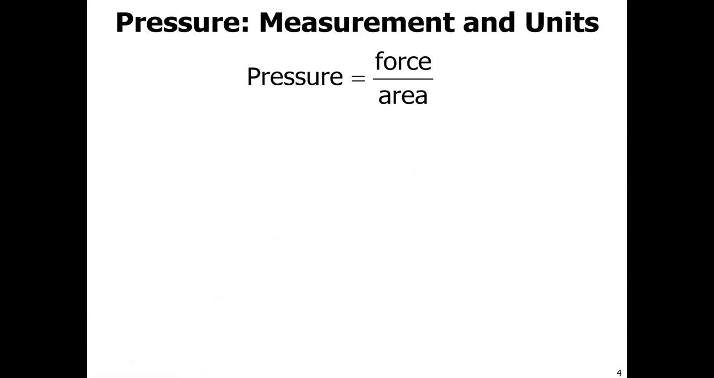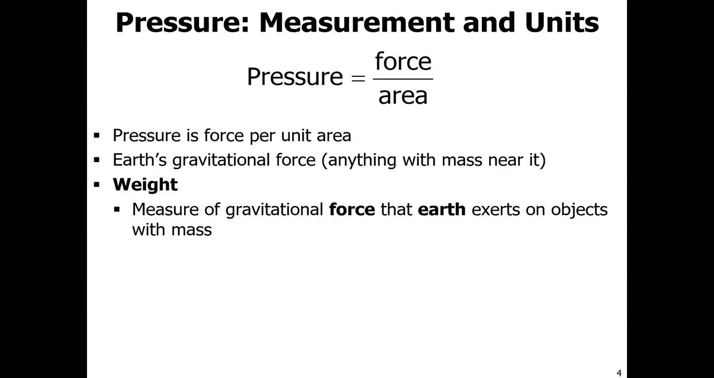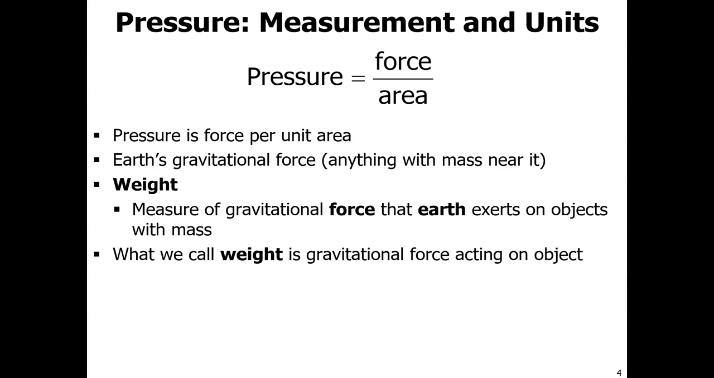So first, just to define some terms, I want to talk to you about pressure. That is the idea that we have a certain amount of force on a specific amount of area. So pressure is a force per unit area. We'll talk about some of the ways that we measure this, but an example of this is Earth's gravitational force, acting on anything that has mass. Weight, again, is the force that the Earth exerts on an object with mass. What we call weight is actually gravitational force acting on an object.